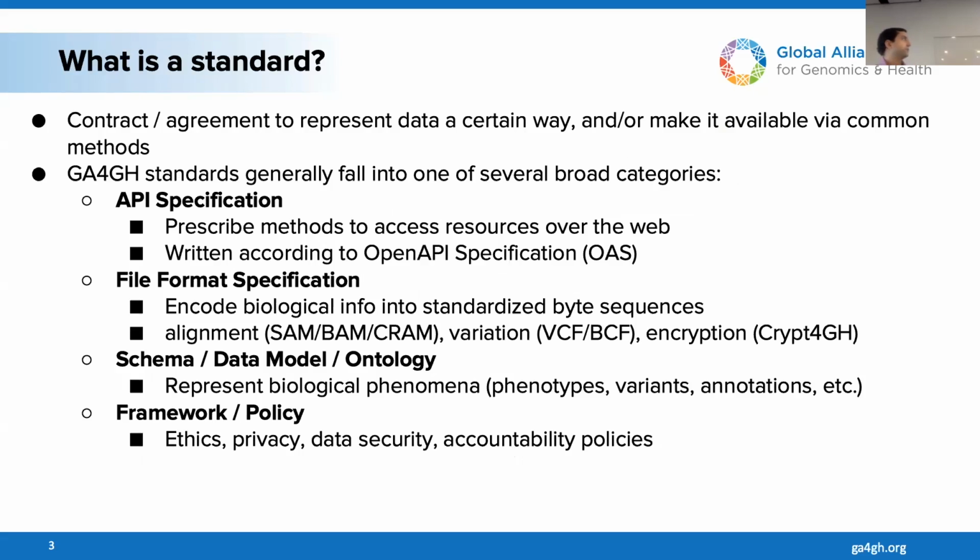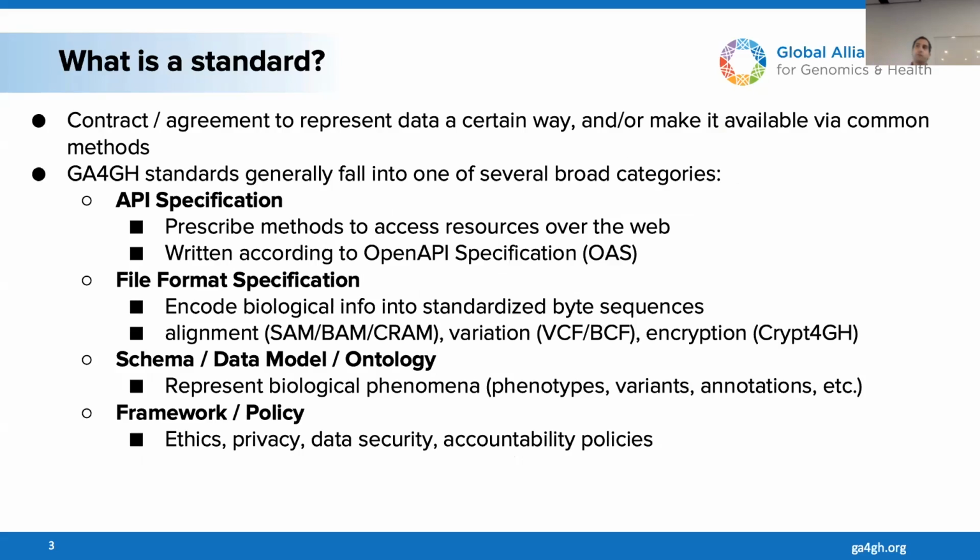So what is a standard? Just to go over it briefly. Essentially, you can think of it as a contract or an agreement that, here's one proposal for how data should be represented. And so many groups will agree to represent their data in a standardized way so that the data can be moved from one site to another and everyone will understand it. So if you look at an example like a file format, we all agree to represent our alignments as a BAM file. And so if it moves from one researcher to another, everyone can interpret and understand that data.